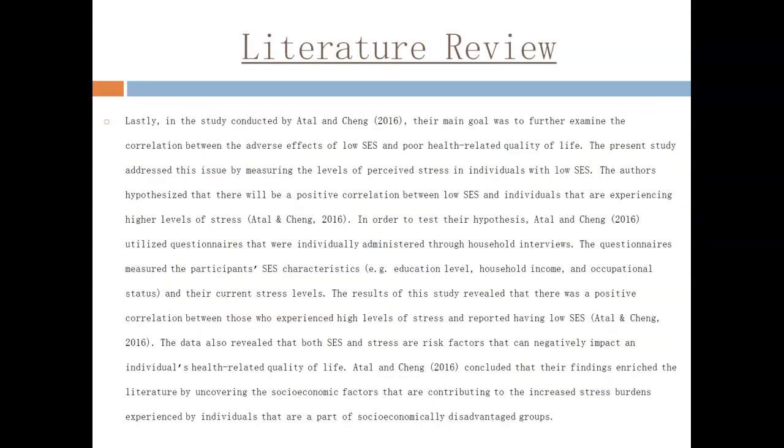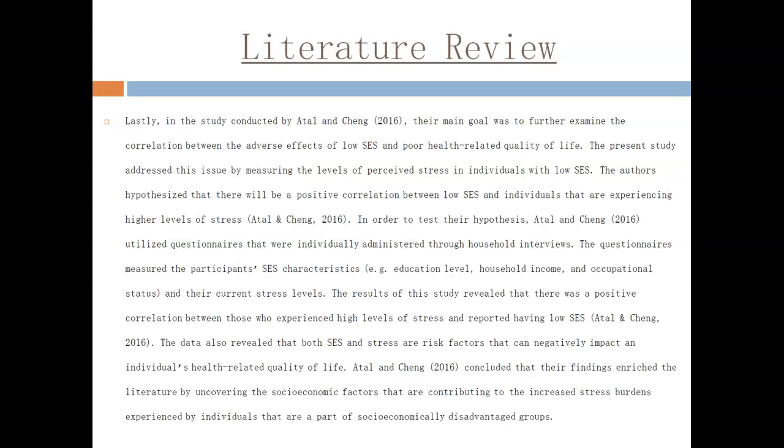Lastly, in the study conducted by Adel and Cheng, their main goal was to further examine the correlation between the adverse effects of low SES and poor health-related quality of life. The present study addressed this issue by measuring the levels of perceived stress in individuals with low SES. The authors hypothesized that there will be a positive correlation between low SES and individuals that are experiencing higher levels of stress. In order to test their hypothesis, Adel and Cheng utilized questionnaires that were individually administered through household interviews.